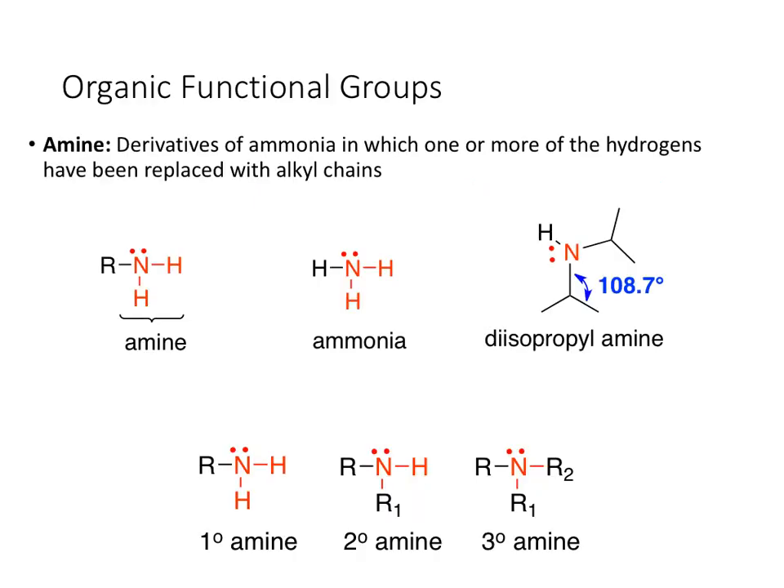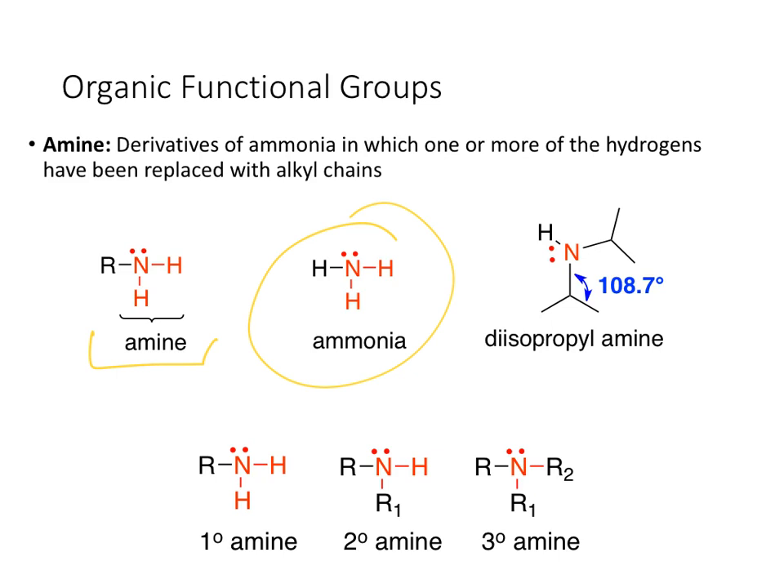An additional note on amine functional groups is that we can further classify them as primary, secondary, or tertiary amines. This is our example of an amine. They are all derivatives of ammonia, NH3, where we've replaced one or more of the hydrogens with carbon-containing groups.